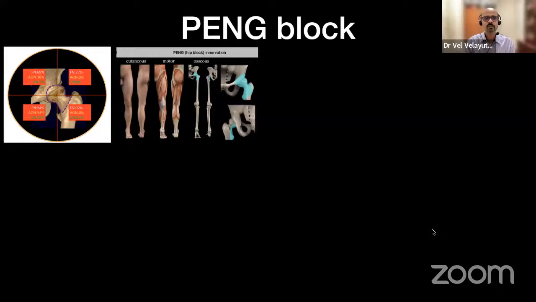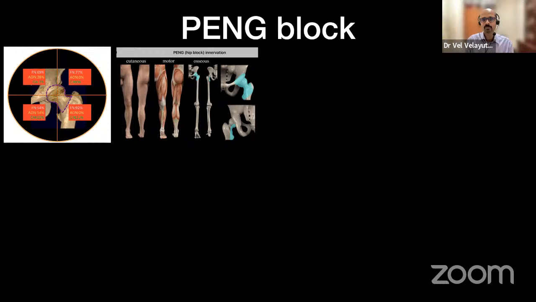So when we do this block, what is going to be numb? The only bit that's going to be numb is the capsular area and the periosteum. You won't get any sensory block. You won't get any neuromuscular block, because what you're doing is just numbing the articular branches of the femoral, obturator and accessory obturator. This is quite good because that's what we want in a hip fracture. We want to keep the neck of femur pain-free as much as possible.